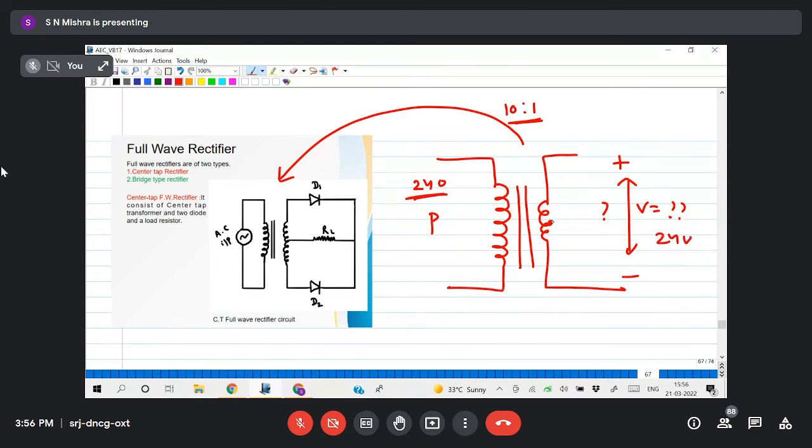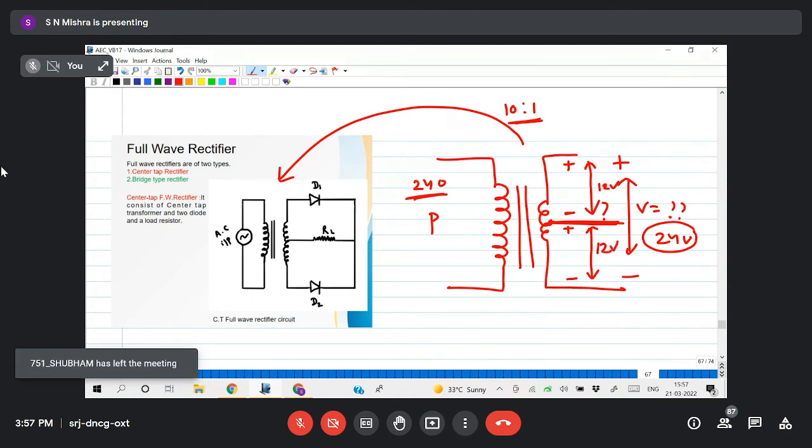Now if you take a winding at the center, then this will be plus and this will be minus, as previously. To make the upper portion another voltage, this will be made negative and this will be positive, so that we get two voltages here. And this 24 volt will be divided equally between the top portion and bottom portion. So I'll get 12 volt here, and here also 12 volt. Whatever voltage I get at the secondary winding is divided into two parts, V1 and V2, 12 volt and 12 volt.